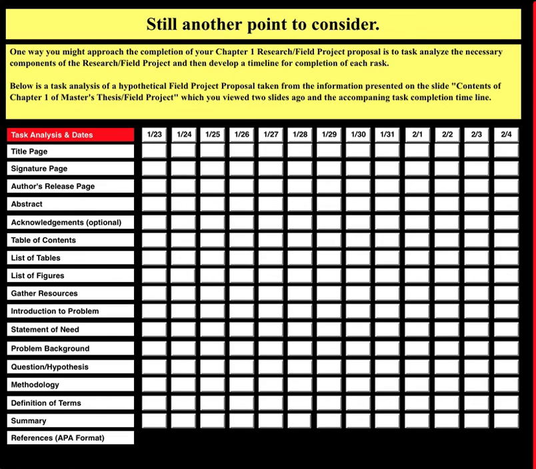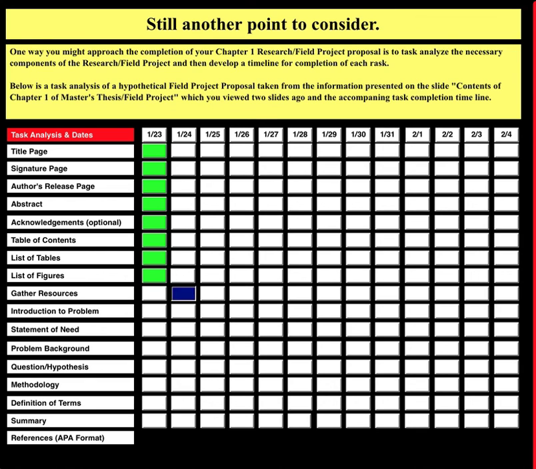So these little boxes, let's say, represent sticky notes. So you'll see I did a task analysis. You need a title page, a signature page, an author's release page, an abstract, acknowledgments, table of contents, list of tables, list of figures. You need to gather resources. Then you need to start to write your introduction to the problem, the statement of need, problem background, and so on. All of these I can set up right away. So in a day, I can do that.